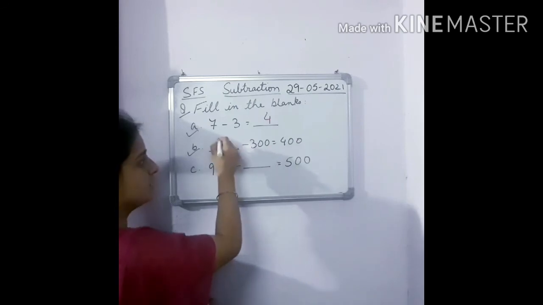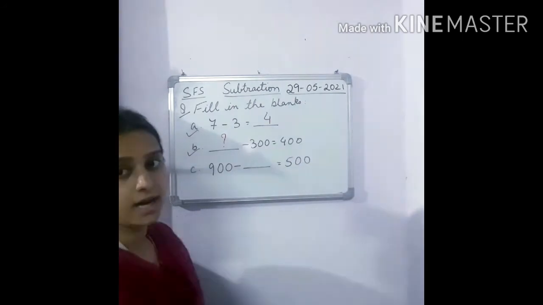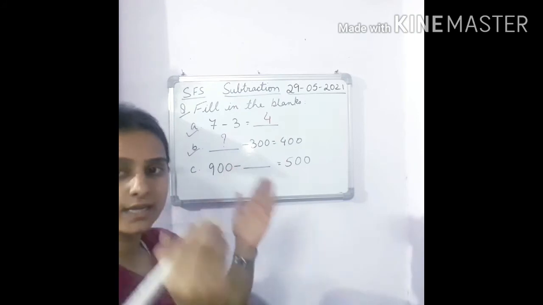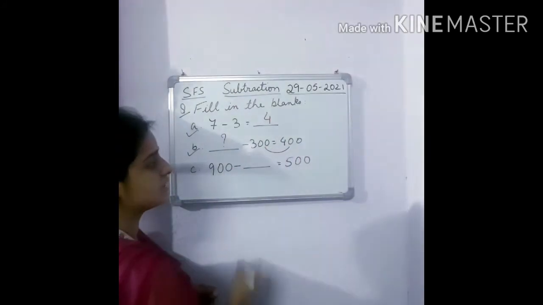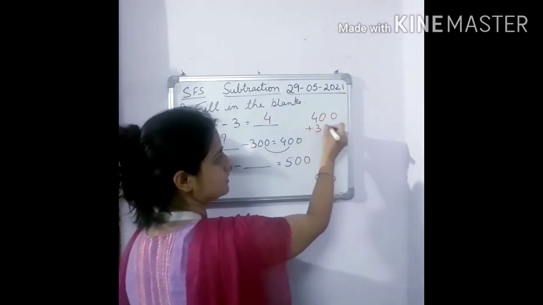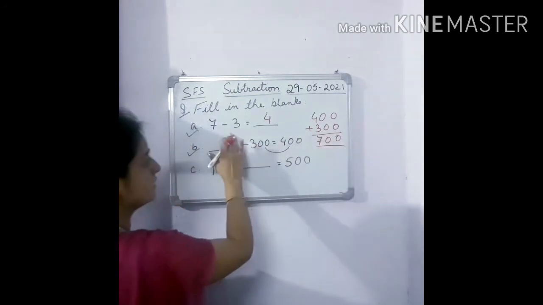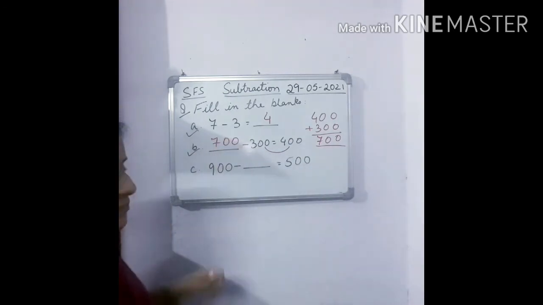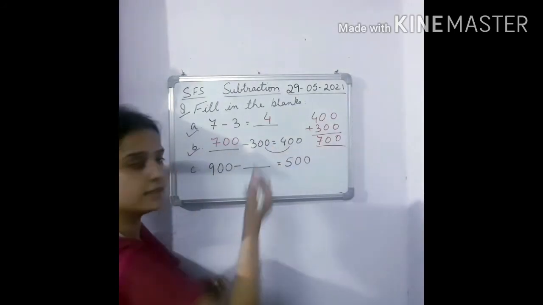You don't know the bigger number and you know the difference and the other part, right? So how can we find the bigger number, children? To get the bigger number, we do addition. We will add these two numbers. That is 400 plus 300. What is it? 700. That means here it will come 700. Okay? When we have to get the bigger number, we will add the two numbers.